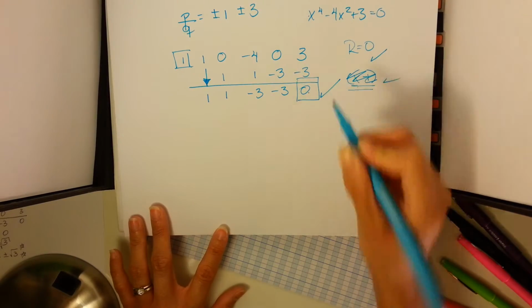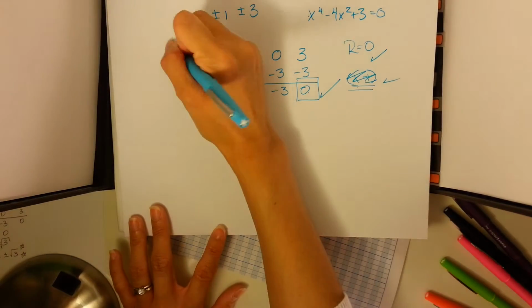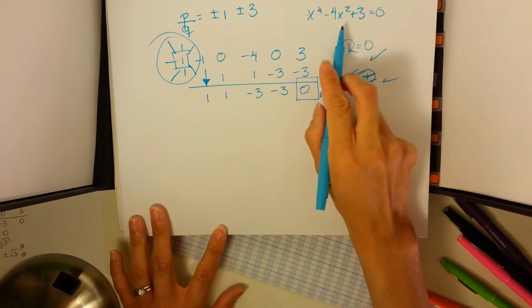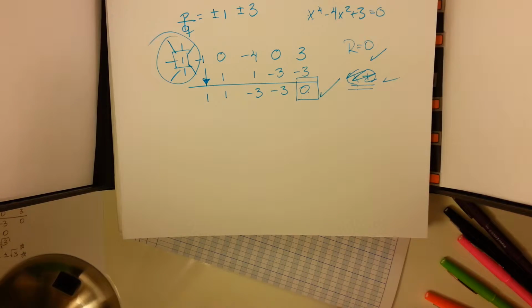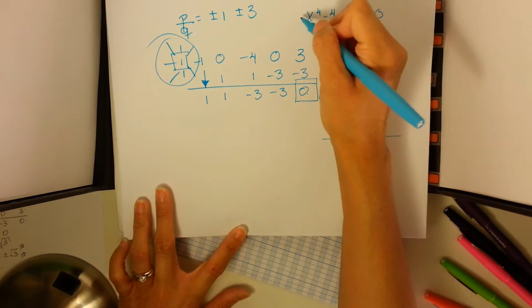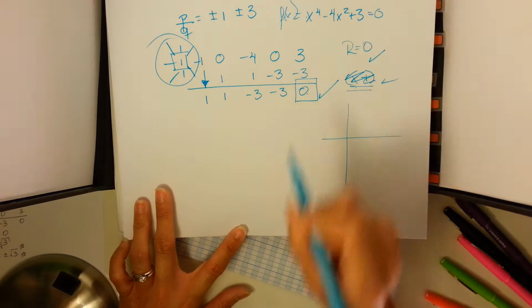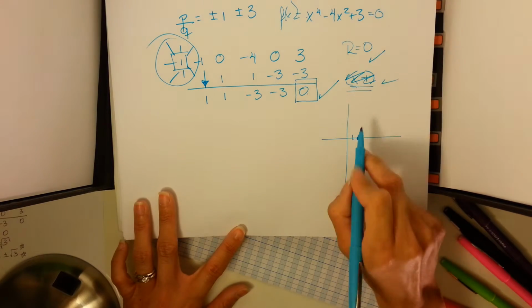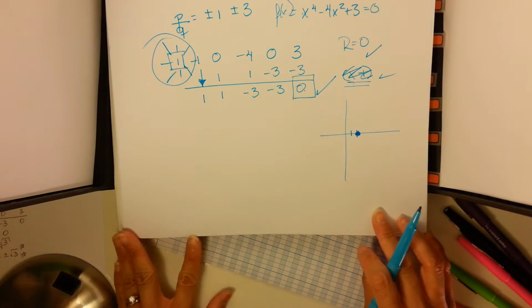Hey, the remainder is 0, which means that 1 is a root to that polynomial. What does that mean? Well, that means that if I was graphing a polynomial function that looked like this, at 1, this polynomial function would actually cross the x-axis.